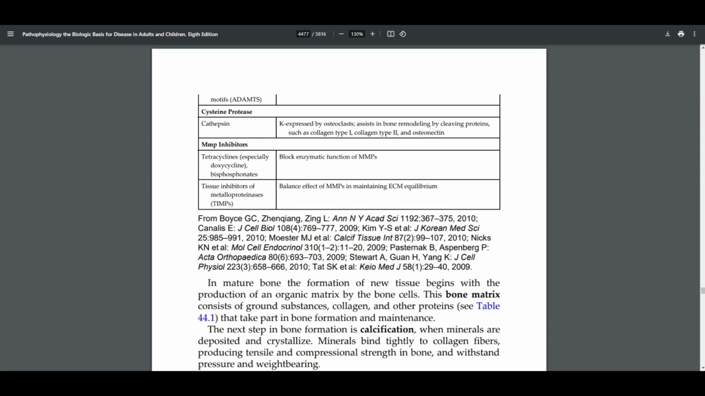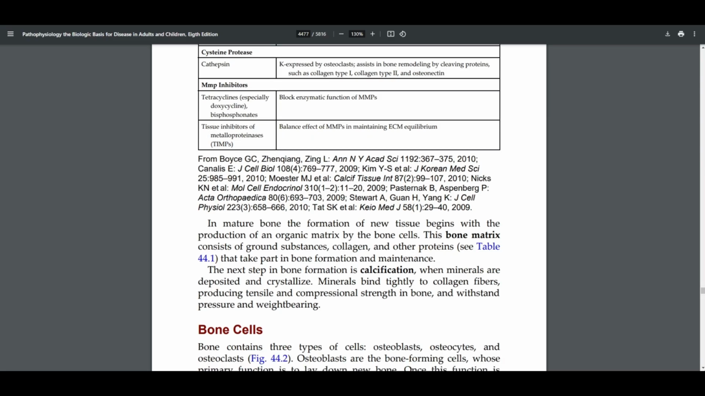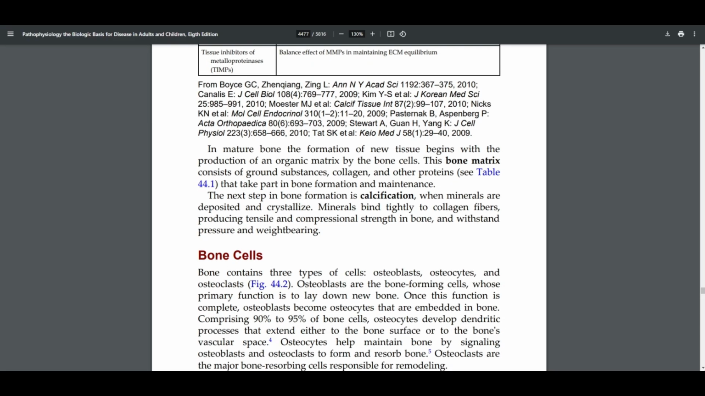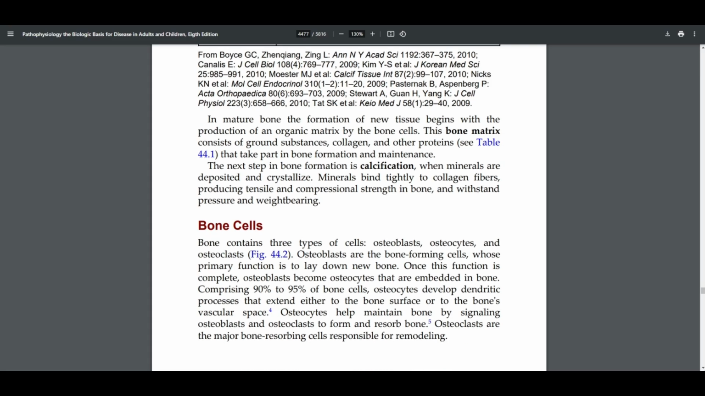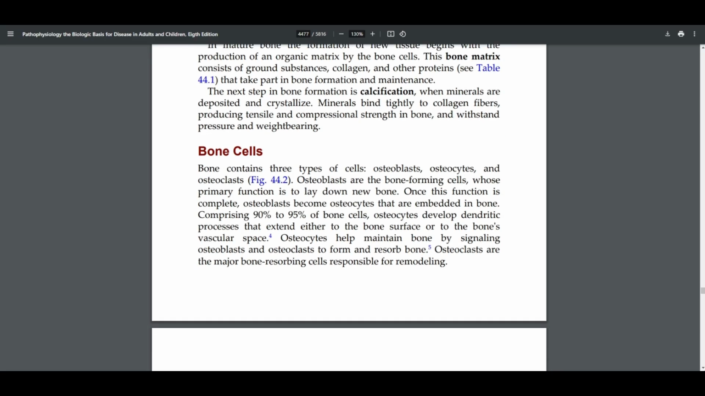In mature bone, the formation of new tissue begins with the production of an organic matrix by the bone cells. This bone matrix consists of ground substances, collagen, and other proteins that take part in bone formation and maintenance. The next step in bone formation is calcification. Minerals are deposited and crystallize, binding tightly to collagen fibers, producing the tensile and compressional strength of bone, and withstanding pressure and weight bearing.